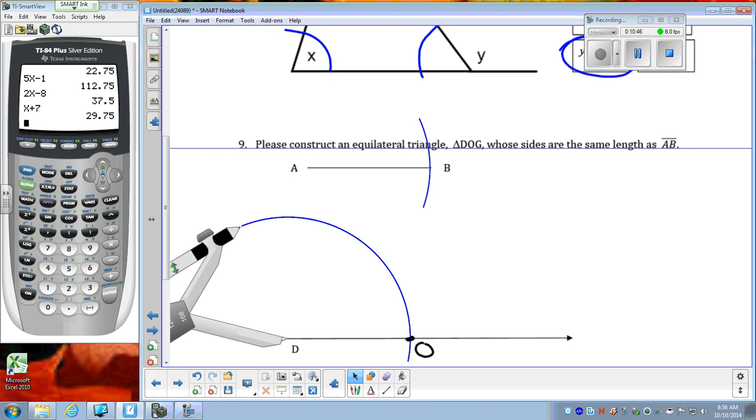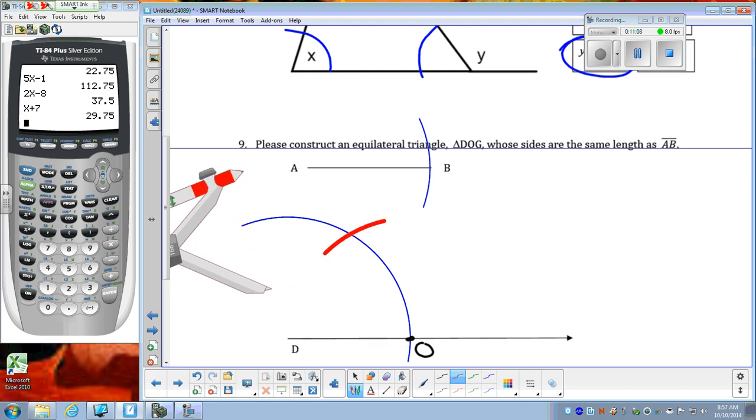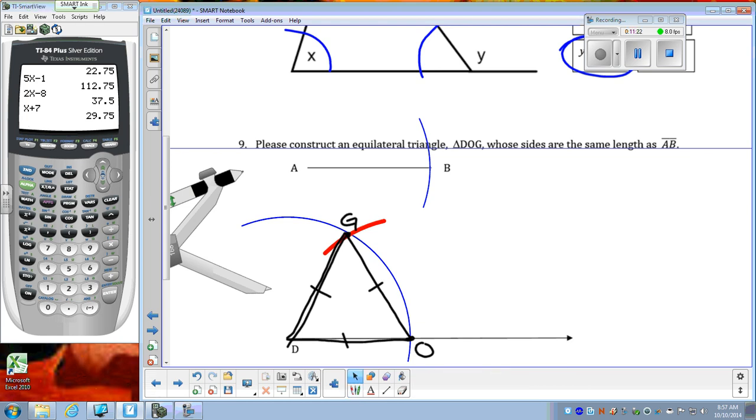Well, I know that anything along my blue arc is going to give me the given distance from D, but I need to figure out where the given distance from O is also. So now I need to make another arc. I'm going to make this one red. So I need to go over to O and do that same size arc. So I make my arc. So here's point G. Oops, here's my triangle. I know all these pieces must be congruent because I never changed my compass setting from when I figured out the length of AB.